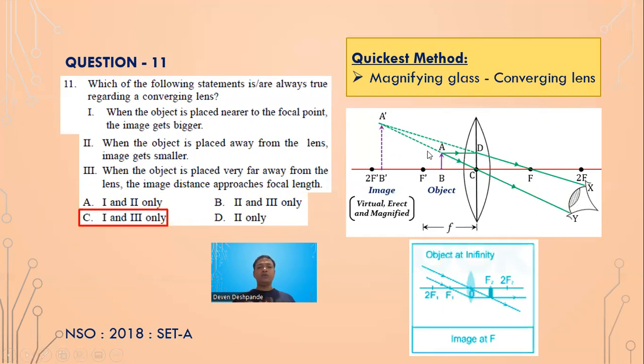It is not exactly true. The image doesn't get smaller. When the object is placed very far away from the lens, the image distance approaches the focal length, because the rays from the object will basically converge at the focal length. They will make an image which is at the focal length. So only 1 and 3 are true.